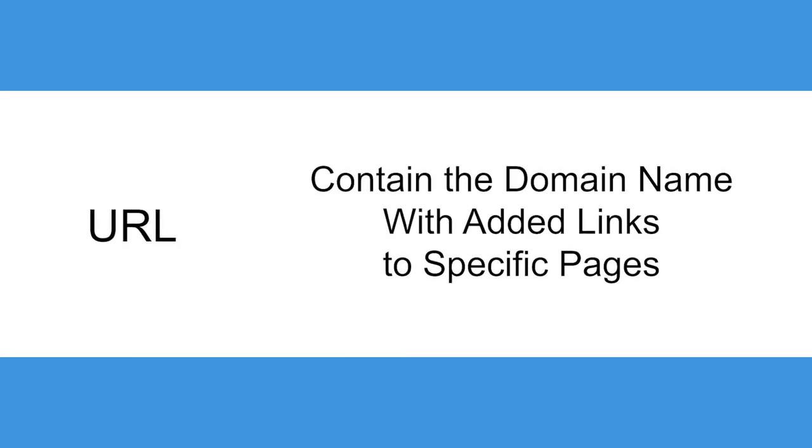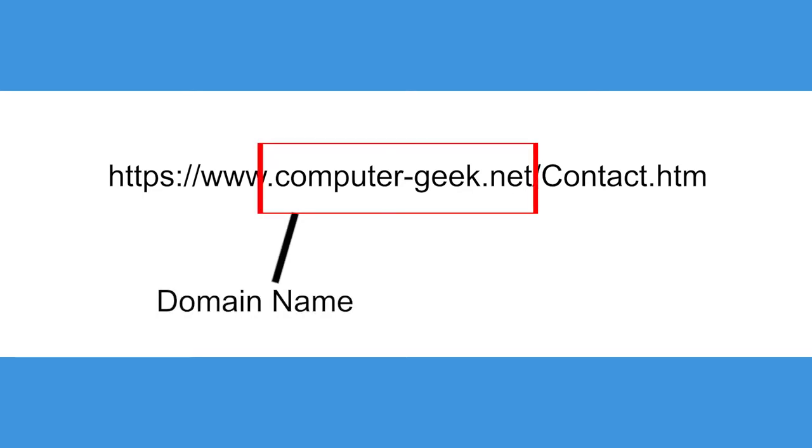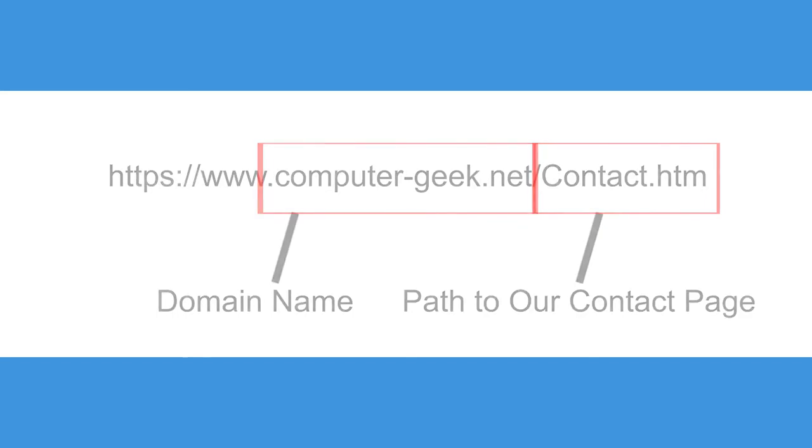Websites also have a uniform resource locator, more commonly known as URL or web address. URLs contain the domain name in them but with added links to specific pages on the website. For example, the URL for our contact page looks like this: https://www.computer-geek.net/contact.htm. Computer-geek.net is our domain name, and contact.htm is the path to our contact page.